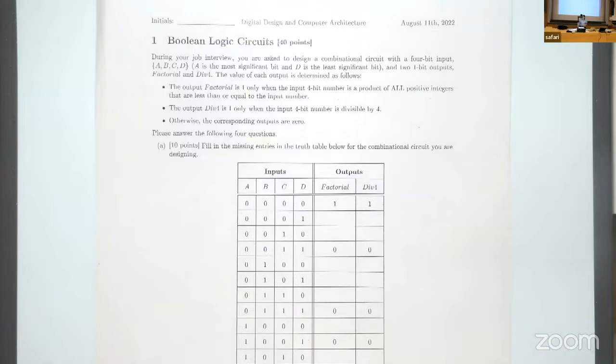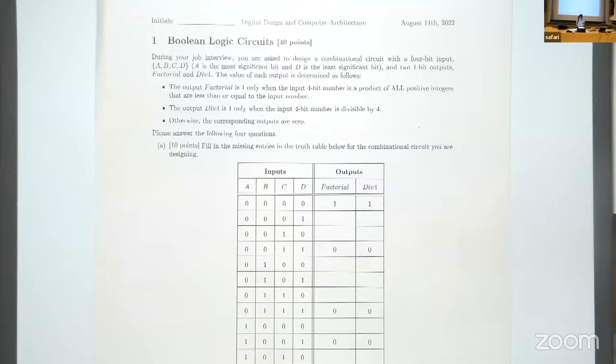Hello all, welcome to our live problem solving session. We're going to solve the exam from last year, and I will start with the first question. The first question is about Boolean algebra, and the question description asks you to complete the truth table first based on the description given in the question, and then do some simplifications. First, let's start with the truth table.